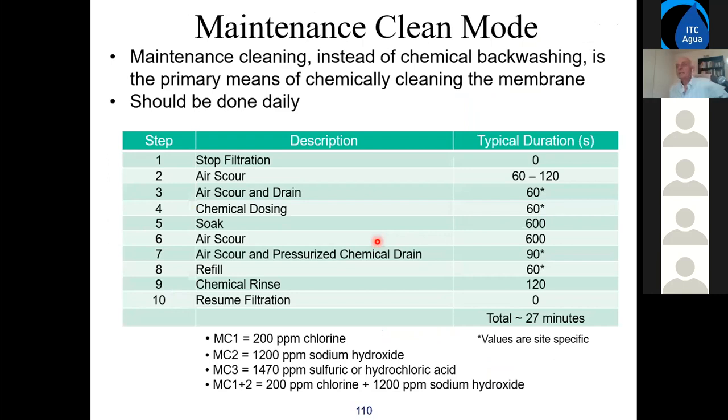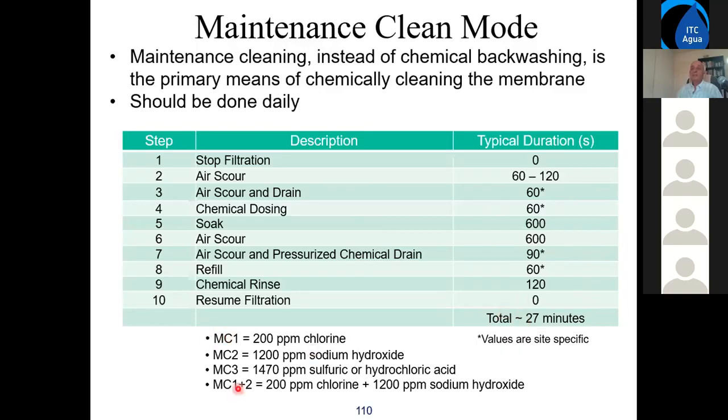So in addition to air scouring, there is CIP, usually called maintenance cleaning, and it includes the air scouring and, in addition, chemical dosing and soak. In this case, soak is 10 minutes. And again, air scouring and pressurized to drain, refill, total of 27 minutes. So this is a relatively large amount of time. You will see that those cleaning operations take a significant amount of time.